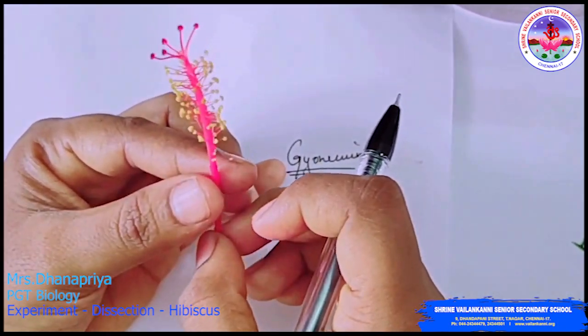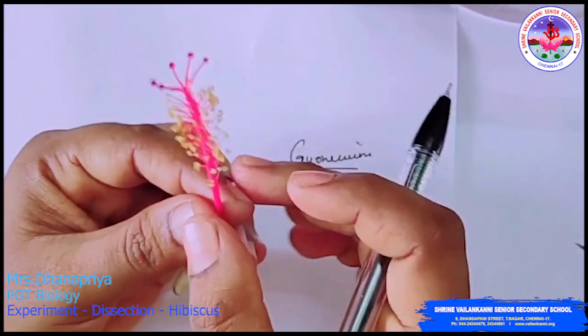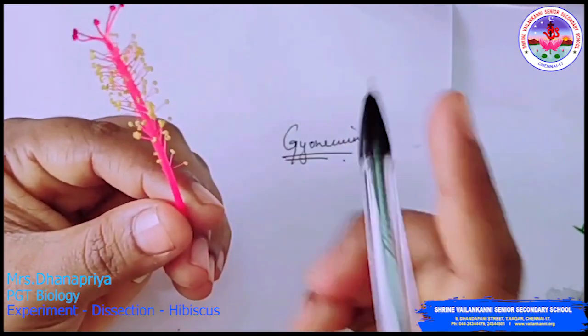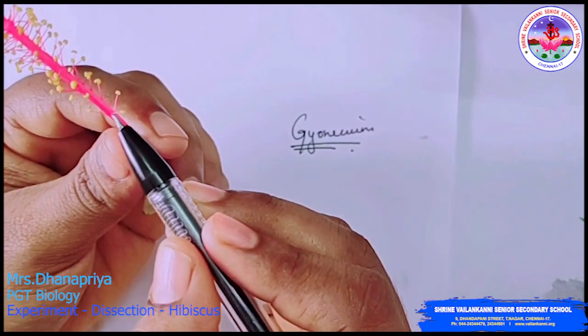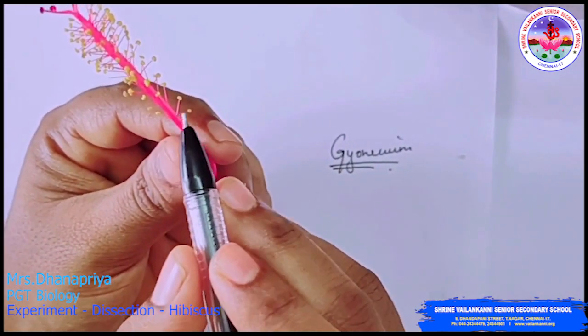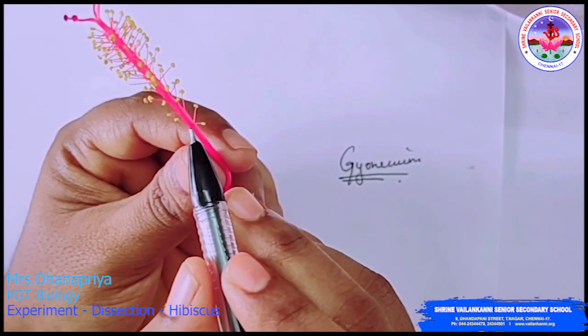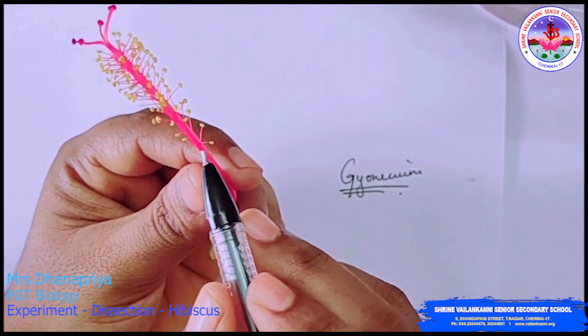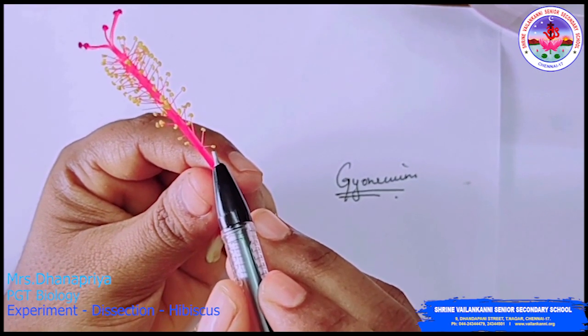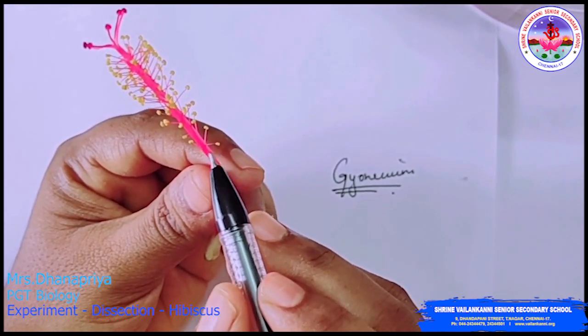And this gynoecium, okay, so this will be the female reproductive part. Now we see the male reproductive part. So you can see here the male reproductive part which is attached in the style. So this is the stamen. On the upper part of the stamen there will be the pollen grains. You can see here the pollen grains.